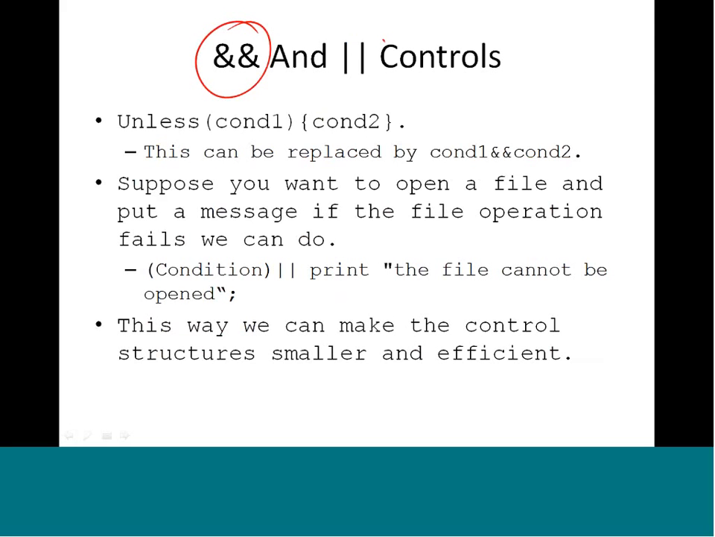If you want to open a file and put a message in case the file operation fails, we typically use the double bar operator. So we say condition, then double bar, and then print that the file cannot be opened. When we use this kind of modification, it makes the control structure smaller and more efficient.